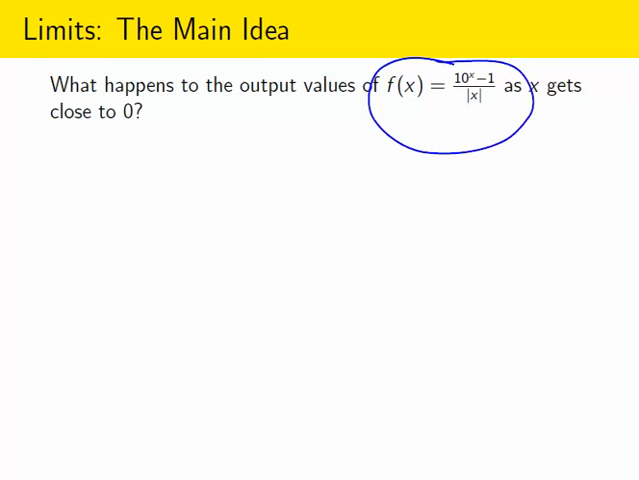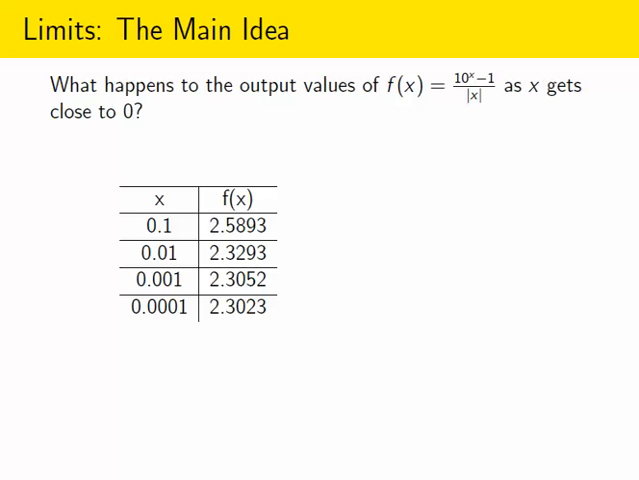What does that mean about the output values of this function? Are they approaching some quantity? Well, we could answer this question by plugging in values of x that are closer and closer to 0 to look for a pattern. This table illustrates that idea. So we start by plugging in 0.1 for x, and we evaluate the function there, and we see a certain output of approximately 2.5893.